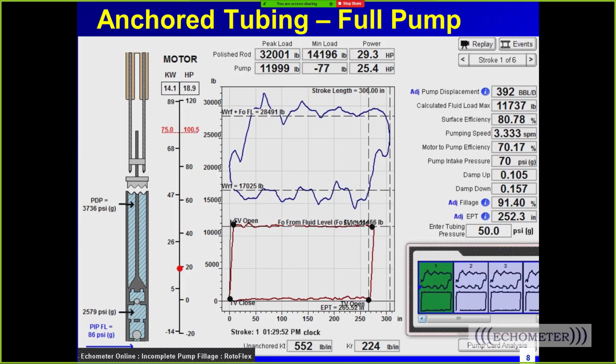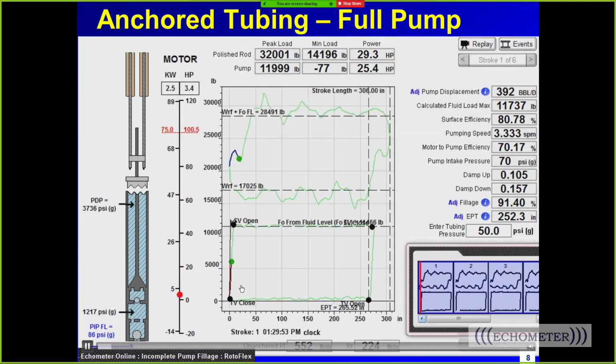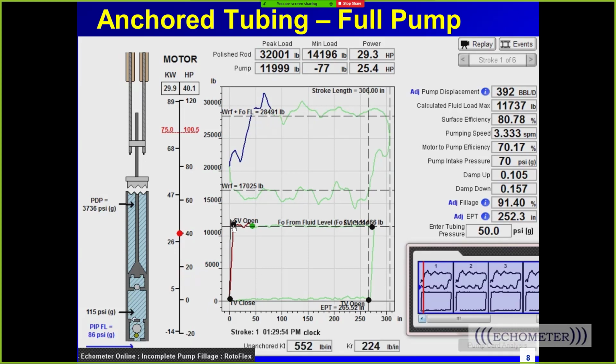Okay, now on this slide, since the tubing is anchored, let me stop this. Since the tubing is anchored, this line's vertical, and you don't lose. It's not vertical, it's almost vertical. This line's vertical because there's no tubing movement, but the plunger moves over a little bit, plunger movement right there due to what? Due to slippage between the plunger and the barrel picking up the fluid load.